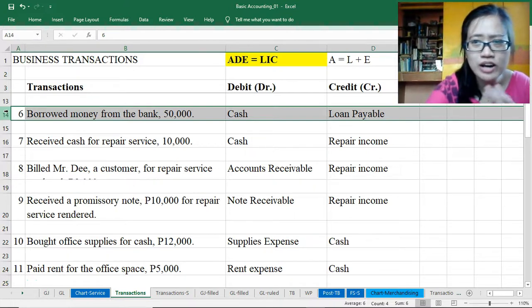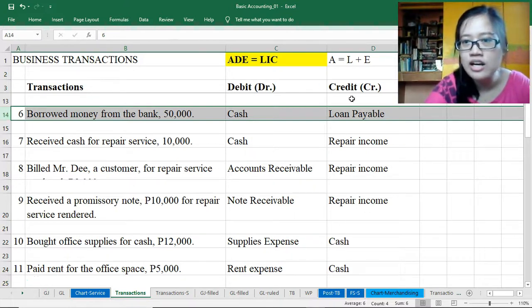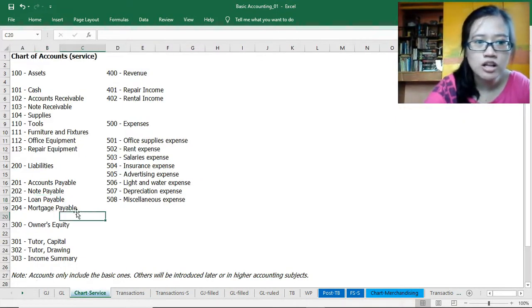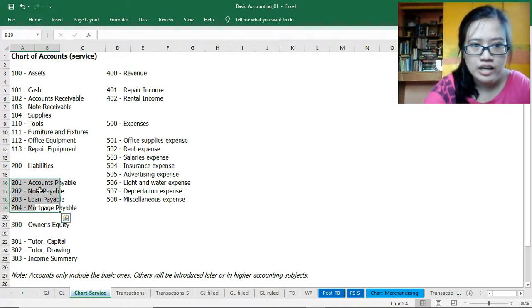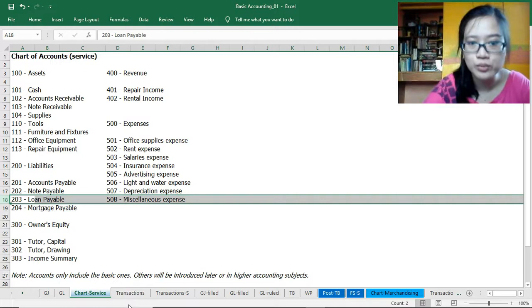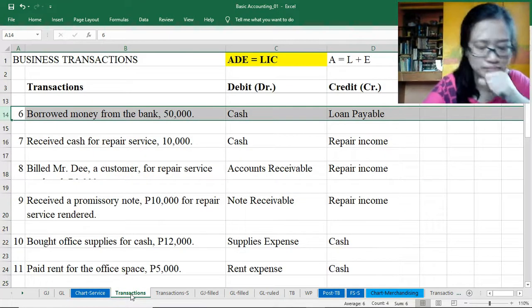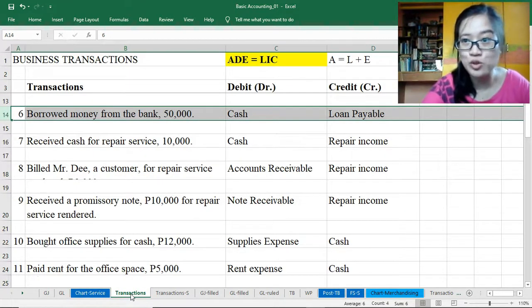Okay? So, again, di ba yung account titles, if you would remember, nakadepende to sa chart of accounts na ginagamit ng business. For this particular business, ang available liability accounts nila ay ito. Accounts, note, loan, and mortgage. So, in this particular, loan payable ang ginamit for the bank loan. Okay? It's a bank loan. Sorry. It's a bank loan, so loan payable pa din.